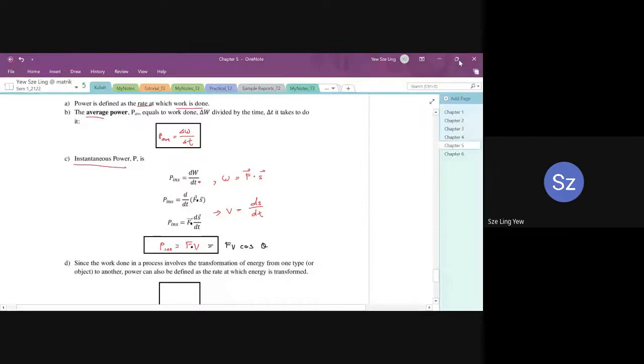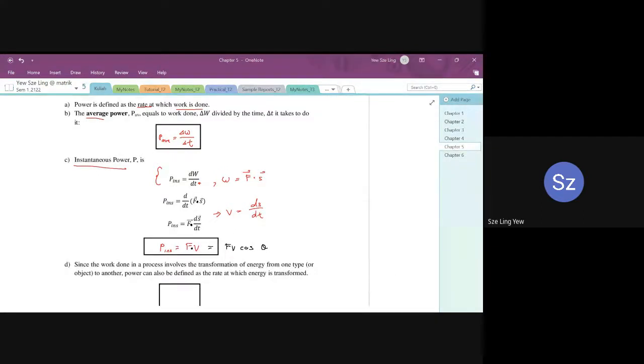From instantaneous, you derive it. You differentiate work done until you obtain P instantaneous equals F dot V. So you have two equations, but you need to know which one is for which situation. The first one is for average power, and the second one is for instantaneous power. Instantaneous power refers to the power at just one position, just one point.